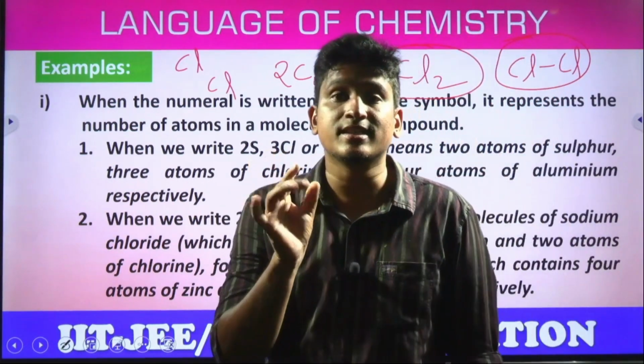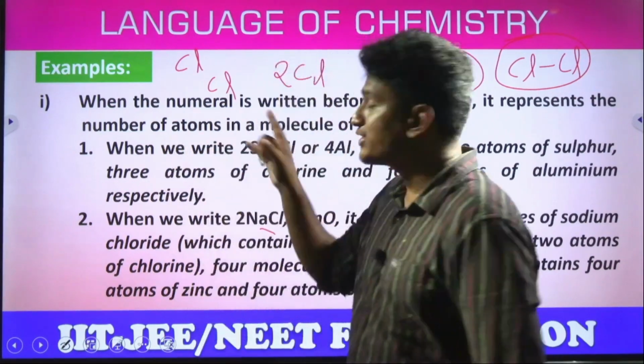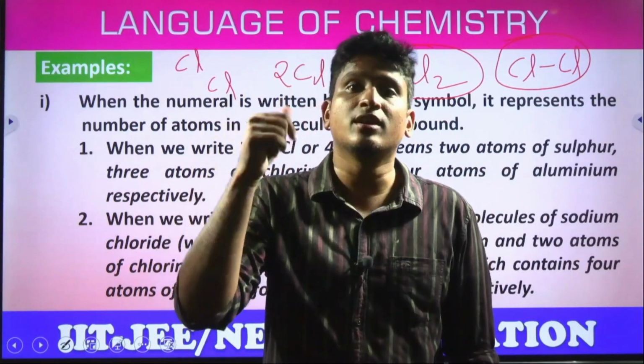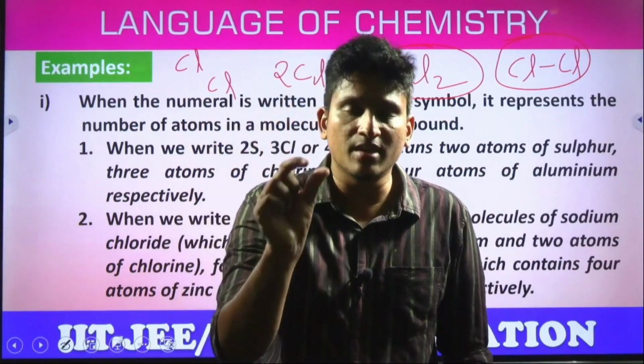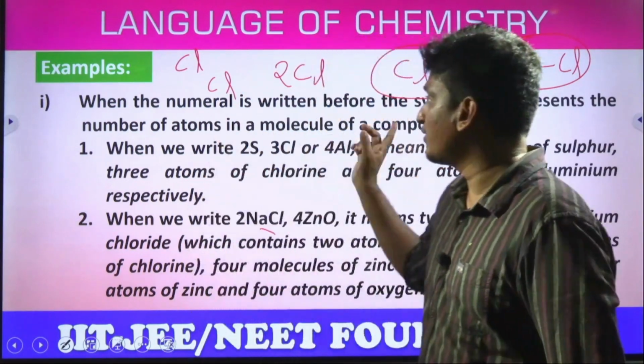Subscript number indicates number of atoms in a molecule, but the coefficient number indicates only number of atoms. If we are representing a molecule, that coefficient number indicates number of molecules. I'll give those examples also. First of all, you got this clarity.